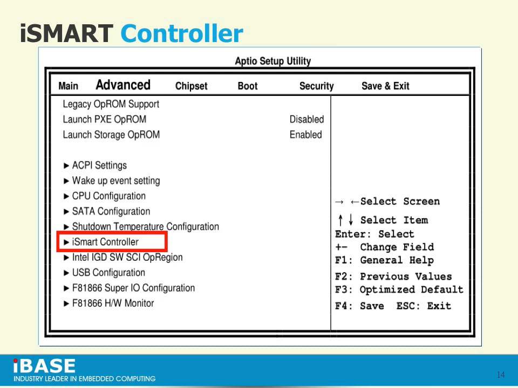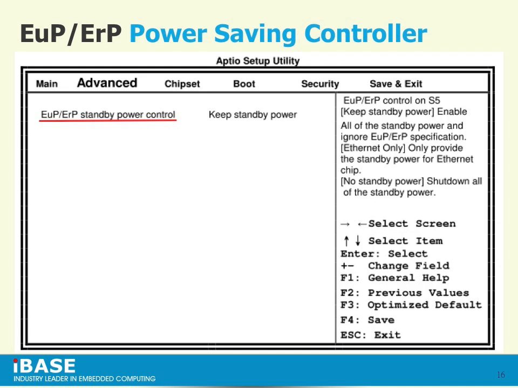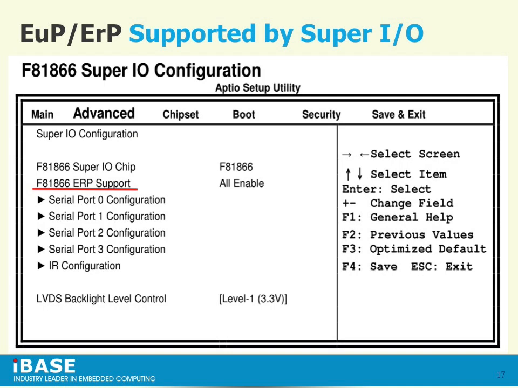So for the IB897, how do you enable the iSmart controller? Again, you can select it from the BIOS setup. You will see, as I just circled in red, the iSmart controller selection. For example, I can enable the EuP or ErP selection, so the EuP ErP standby power control can be selected from the BIOS. So what is the EuP ErP? Actually, this function is now controlled and provided by the Super I/O on board already.